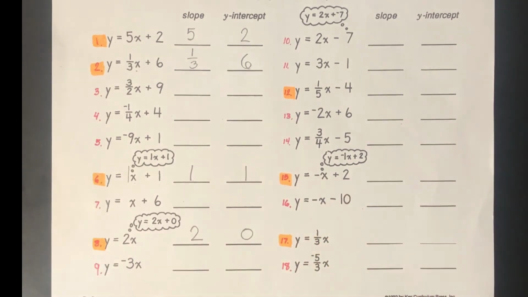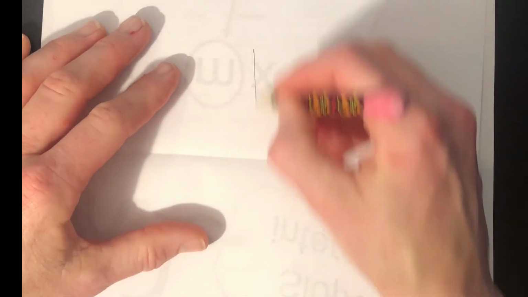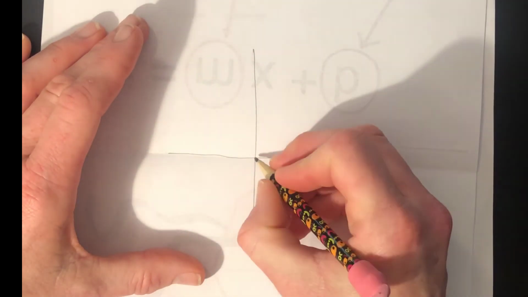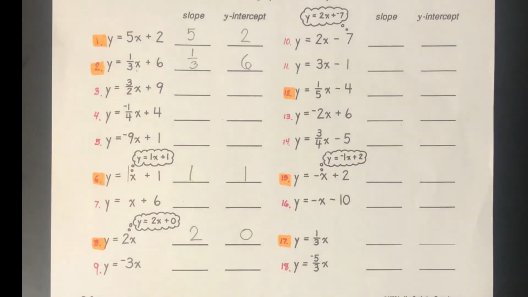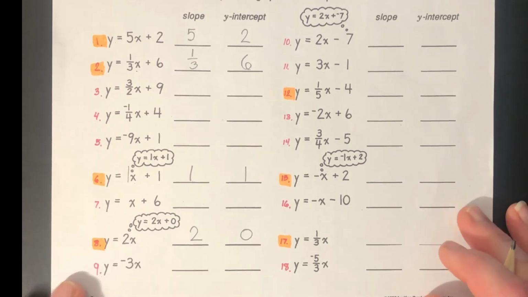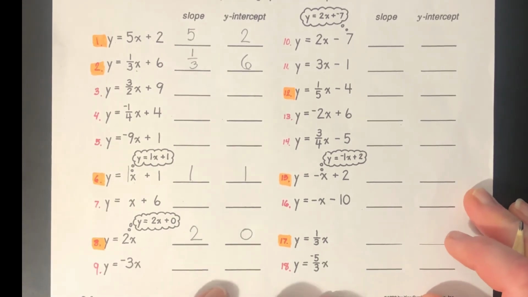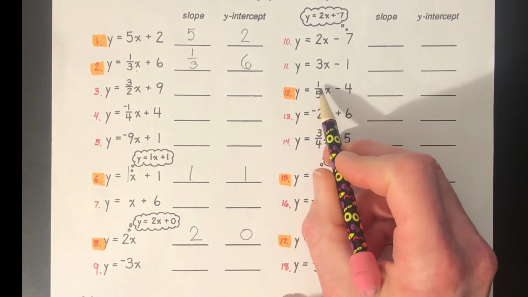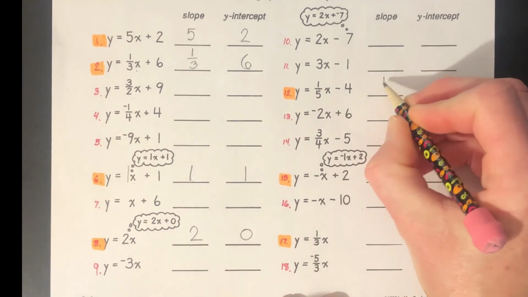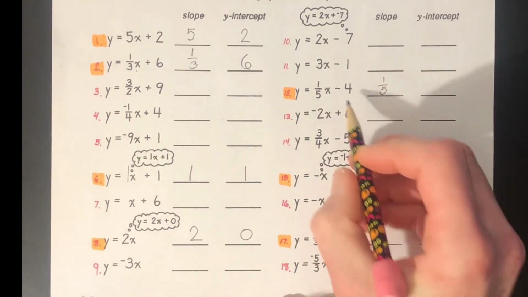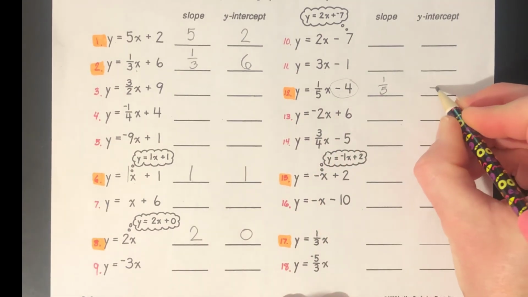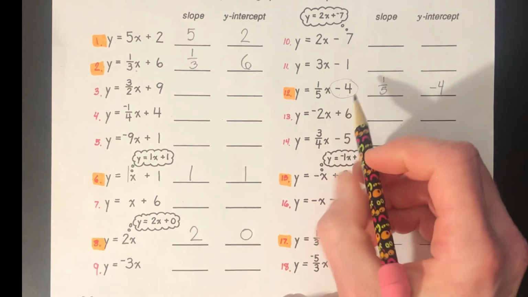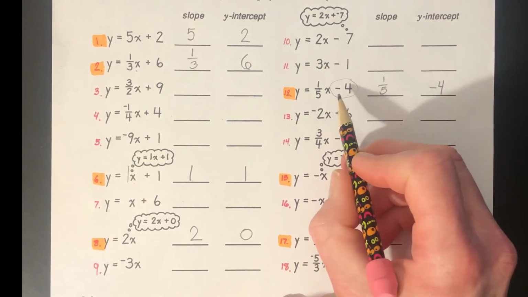What that means is when you're graphing it, the y-intercept is the origin. It's 0. Number 12, the slope is 1/5. Since that's -4, the y-intercept is -4. It retains the value of the sign in front of it.